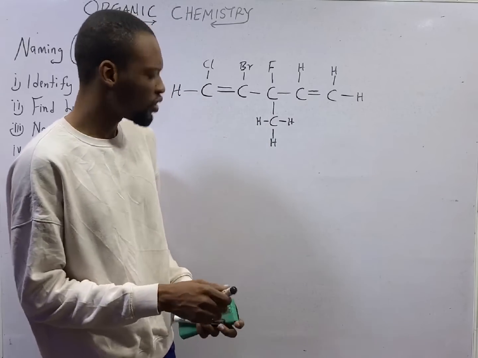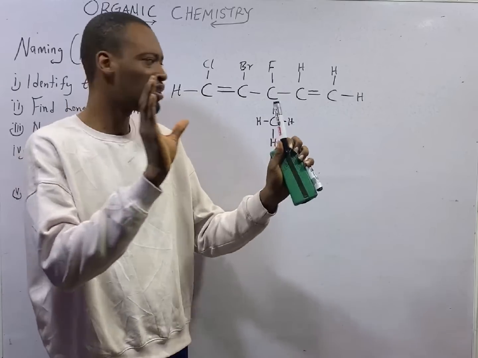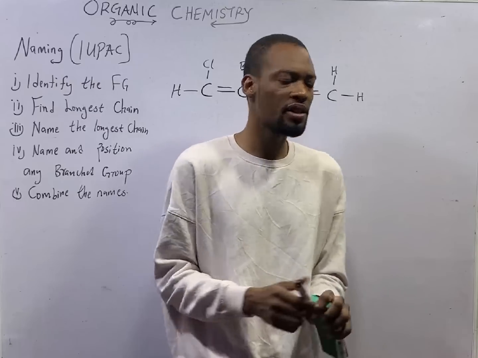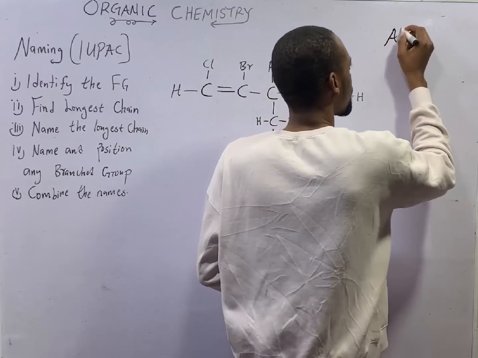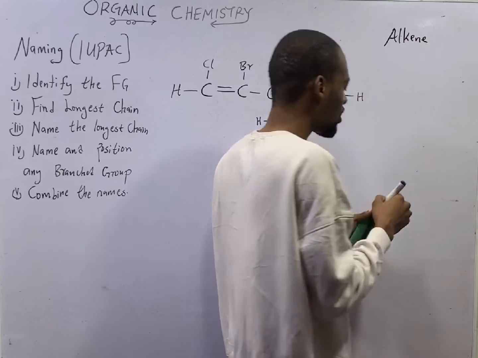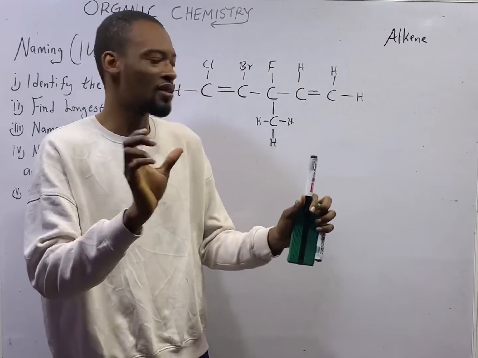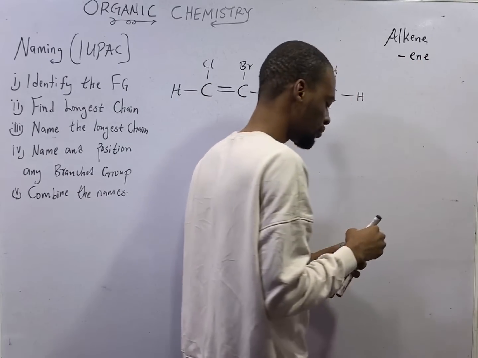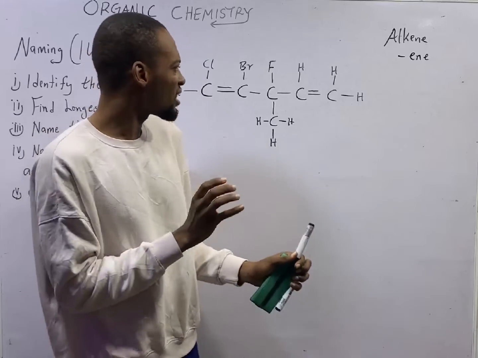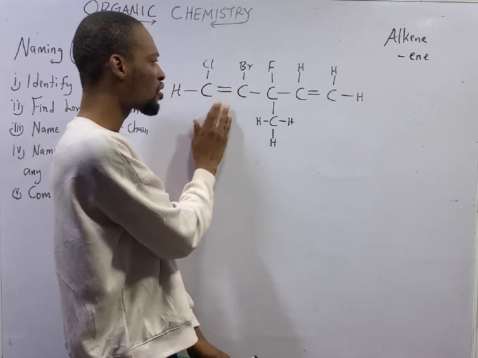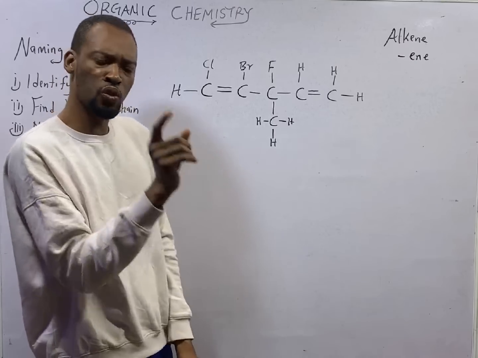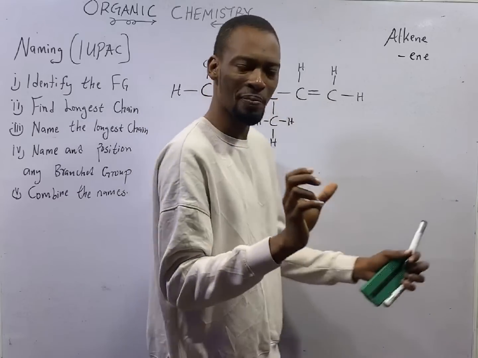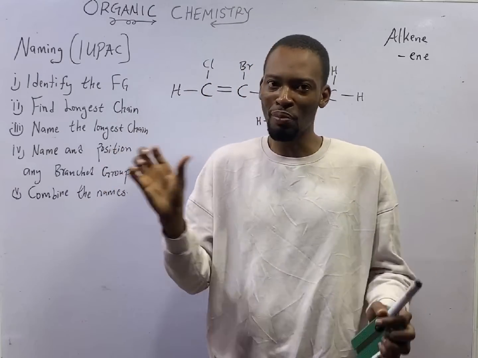Observing this compound, you will see the presence of double bonds. And the presence of a double bond means this is an alkene. And for alkenes, the naming must end with E-N-E. Looking at this compound once again, you will notice that we don't just have one double bond. We have a double bond here and we have a double bond here. There is a presence of two double bonds.